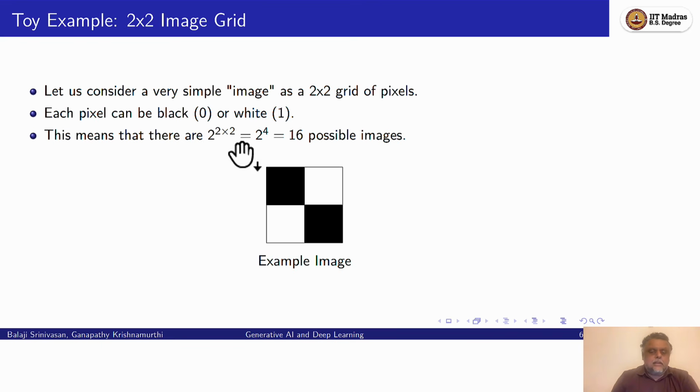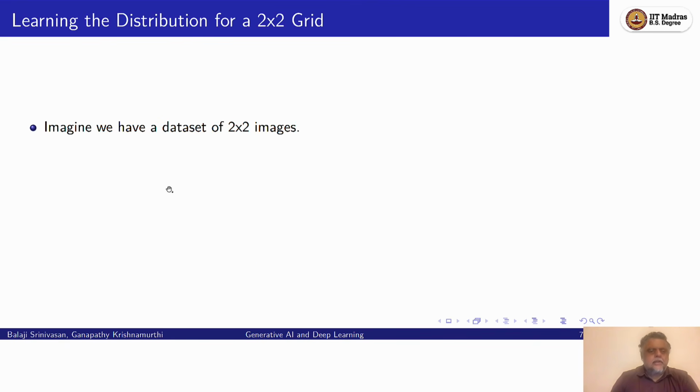Here is an example image. For instance, the top left is 0, top right is 1, bottom left is 1 again, and bottom right is 0. So you can list this image as 0, 1, 1, 0. Like that you can write down all the possibilities. You will end up with 16 possibilities.